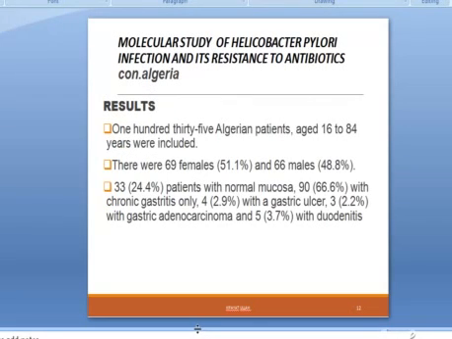Results. 135 Algerian patients aged 16 to 84 years were included. There were 69 females, that is 51.1%, and 66 males, that is 48.8%. There were 33 patients with normal mucosa, 90 patients with chronic gastritis, 4 with gastric ulcer, 3 with gastric adenocarcinoma, and 5, that is 3.7%, with duodenitis.